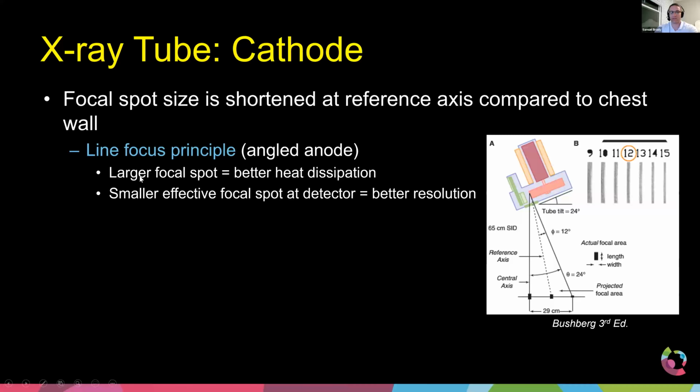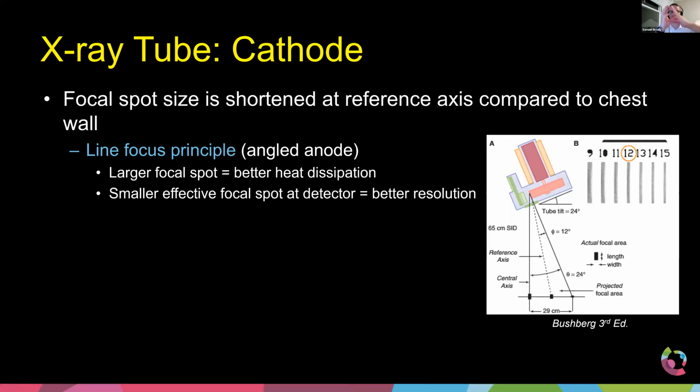Actually, what I'm trying to say here is you can have a relatively large focal spot here, but you have a smaller effective focal spot down here. Let me try to say that better. Because of the angle of the target, the electrons as they strike at that focal spot get spread out a little bit.